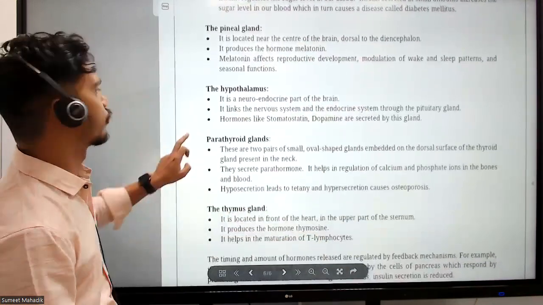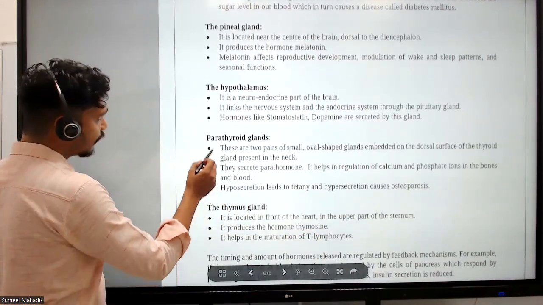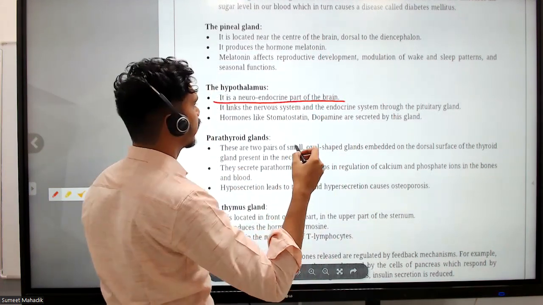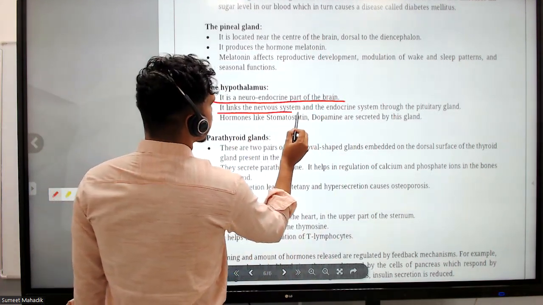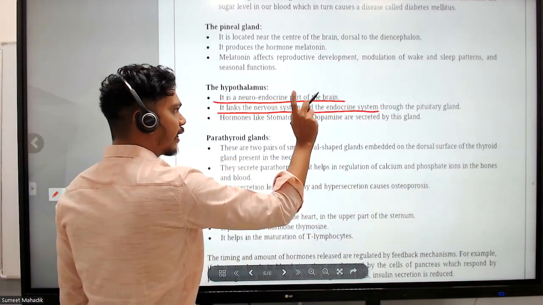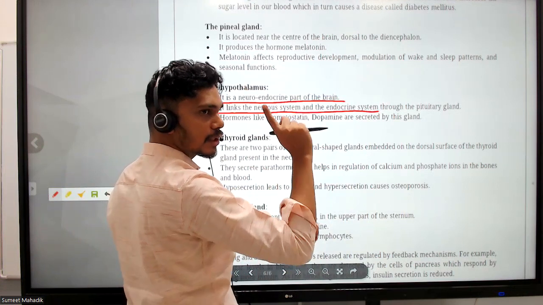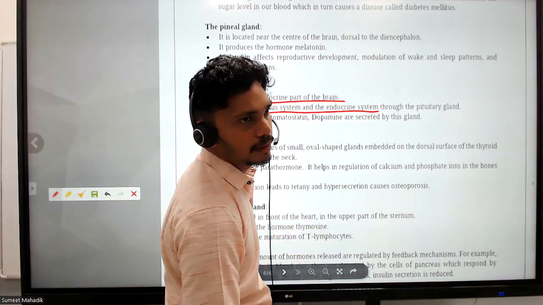Now we are moving to the hypothalamus. The hypothalamus is also called the roof. It is a neuroendocrine gland. Neuro means the nervous system is involved there. It links the nervous system and the endocrine system. It is the endocrine part, but unless it gets a sensation from the neuron, it is not going to secrete.